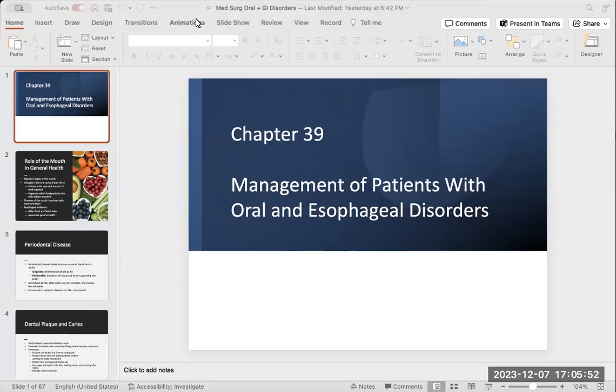So, yeah, I have everything there: neuro, kidney, whatever you need. It will be there, it's going to stay there, and it should help. But today we're going to talk about the patients with oral and esophageal disorders, and we're also going to talk about GI disorders, which is the main focus of chapters 40 and 41, which are on your final.